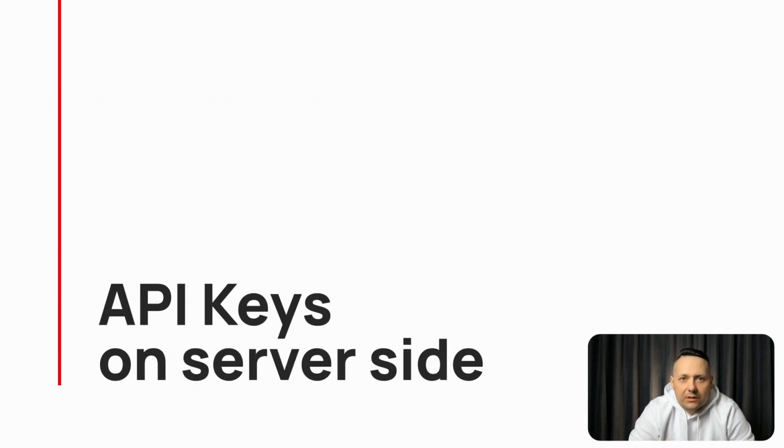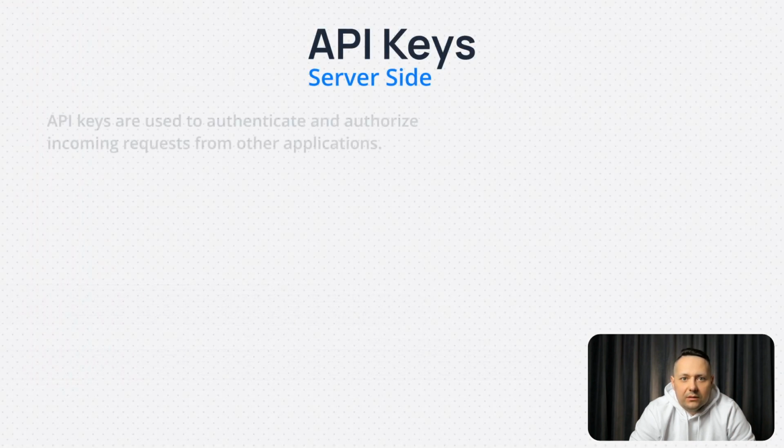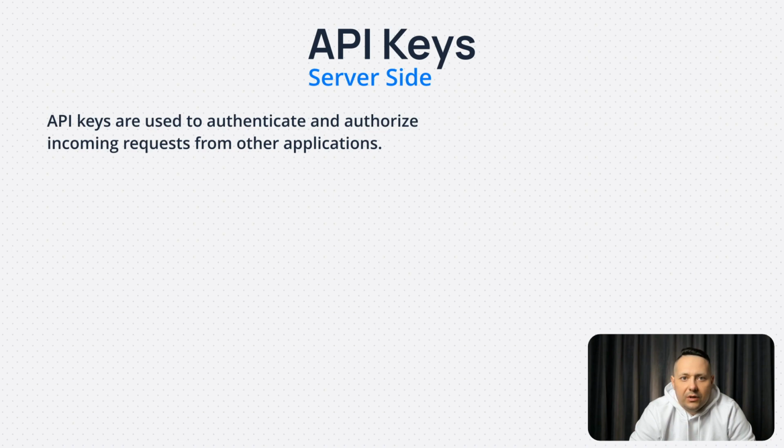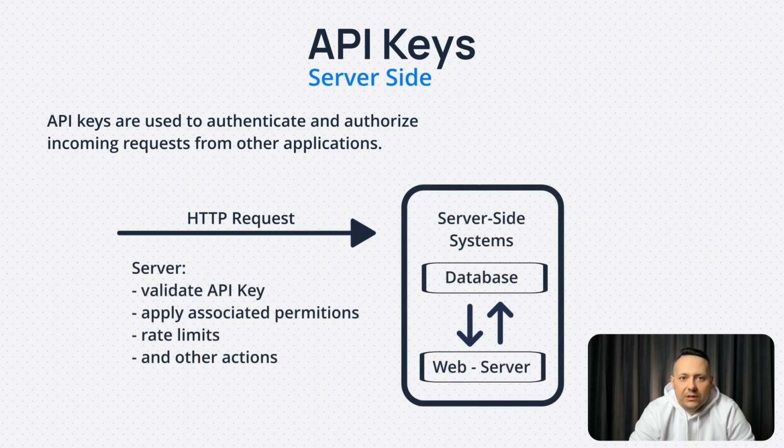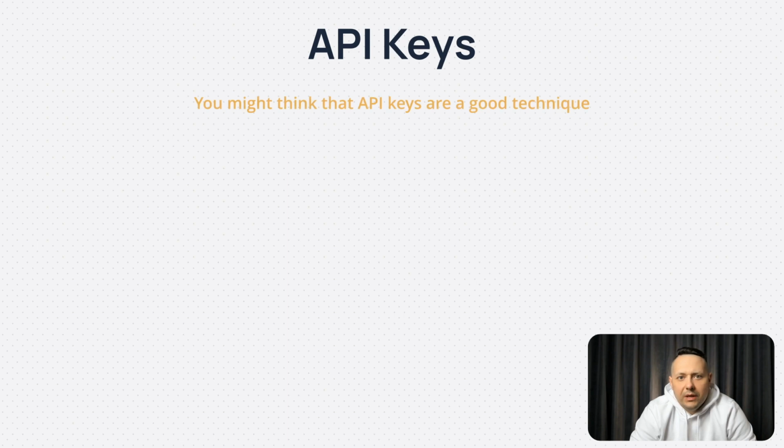API keys on the server side. How do they work behind the scenes, especially on the server side? On the server side, API keys are used to authenticate and authorize incoming requests from other applications. When a request with an API key reaches the server, it's the server's job to validate this key against the stored keys in its database. If the key matches, the server processes the request, applying any associated permissions or rate limits to ensure the system's integrity and security.